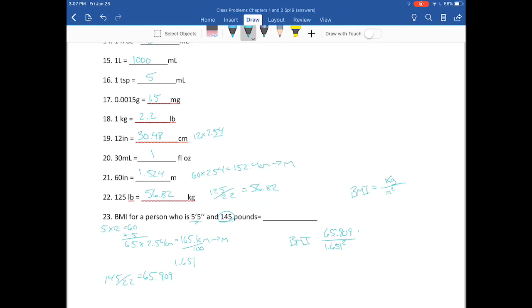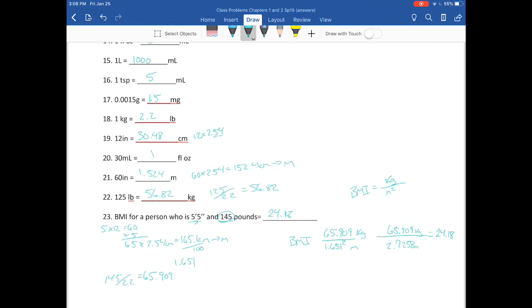So now we have our kilograms and our meters squared. So we're going to follow the please excuse my dear Aunt Sally, our order of operations here, and when we square 1.651, we're going to get a value of 2.7258. That would be our meters squared, and then our kilograms are still 65.909. When we divide this out now, we're going to get our BMI, and our BMI is going to equal 24.18. So what's the BMI for this individual?